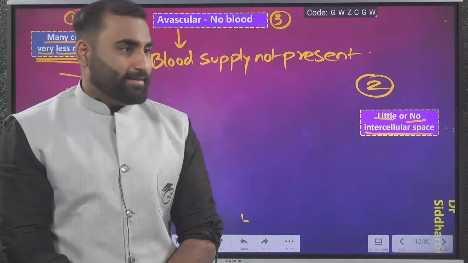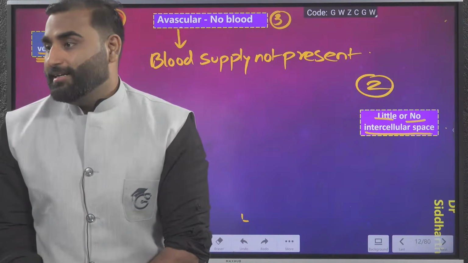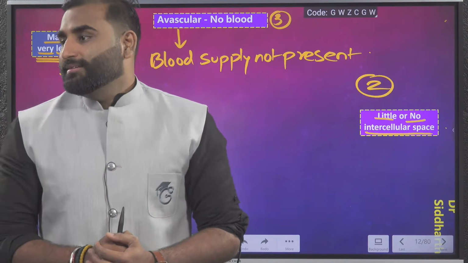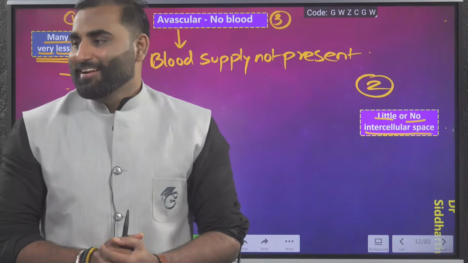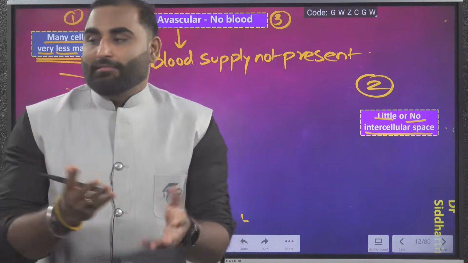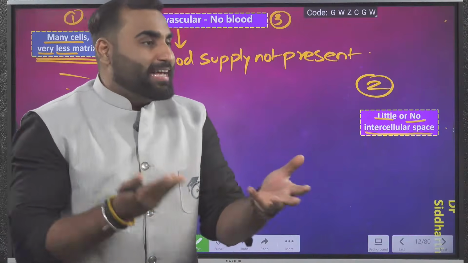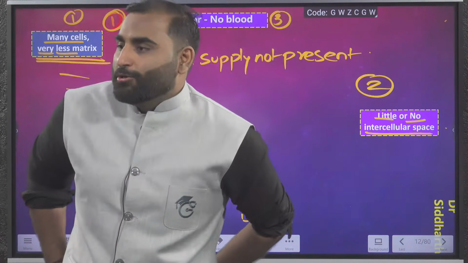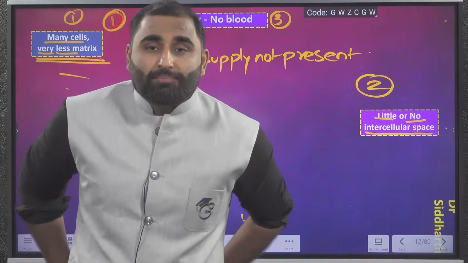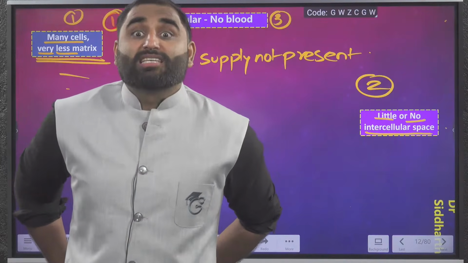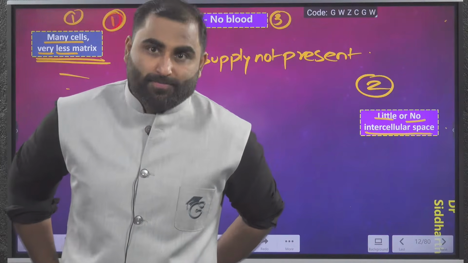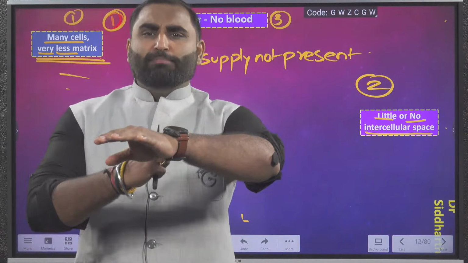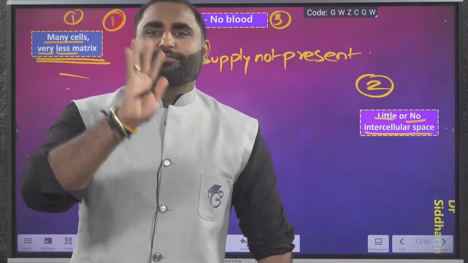Blood supply is not present, blood vessels not present. So where will the energy and nourishment come from? What do you think? Because your epithelial tissue is sitting on connective tissue. Wherever your epithelial tissue is, just below there will be connective tissue.